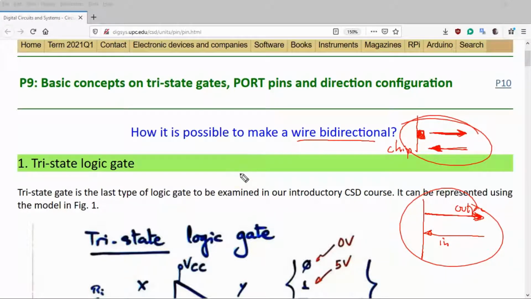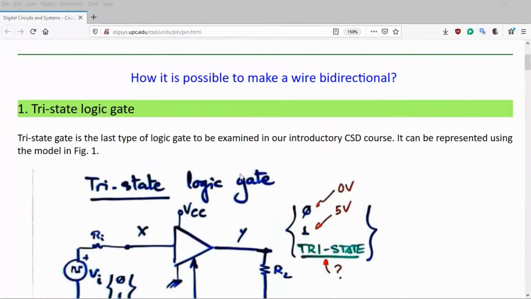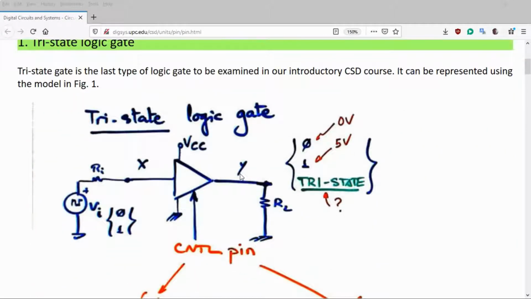So if this is what you would like to invent, we have to talk first of all about the new gate that is here. And it's new because, in this introductory course, I have not yet talked about it. The three-state gate. What is this idea about? Well, it is a gate as usual. For example, it is a buffer.